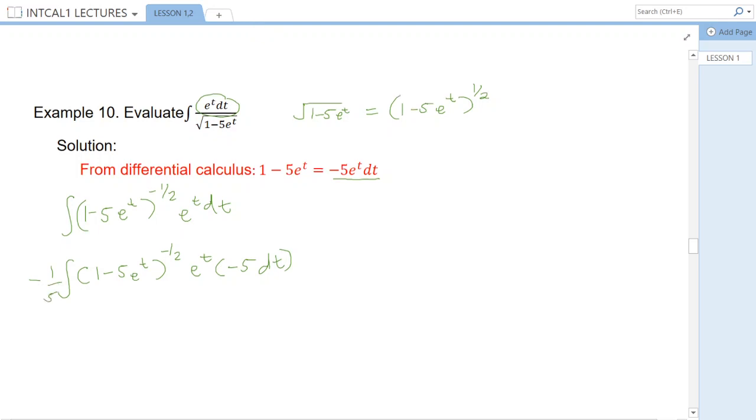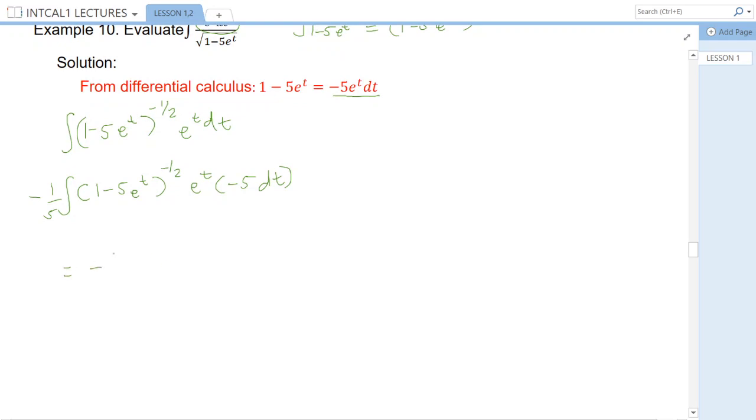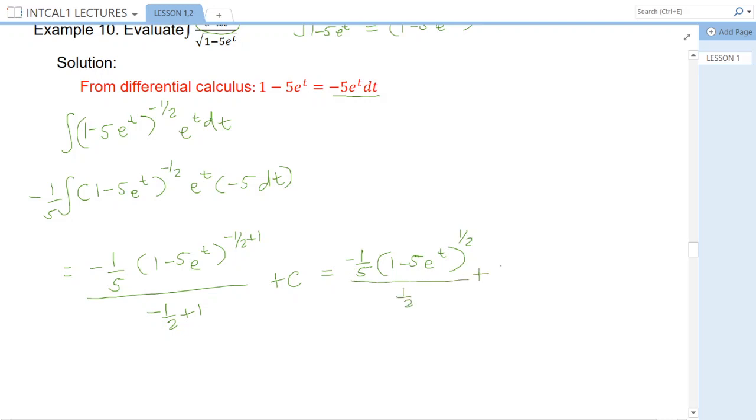Okay, getting the integral for that, it will become equal to negative 1 over 5, power rule again, that is 1 minus 5 e raised to t raised to negative 1 half plus 1, over negative 1 half plus 1 again, plus c. Okay, so simplifying this further, it will become negative 1 over 5, 1 minus 5 e raised to t, that is negative 1 half plus 1, that is already raised to 1 half. Same with this one, that is 1 half plus c. Okay, getting the reciprocal for this one, it will become equal to negative 2 over 5, 1 minus 5 e raised to t, that is raised to 1 half plus c. So that is our final answer.